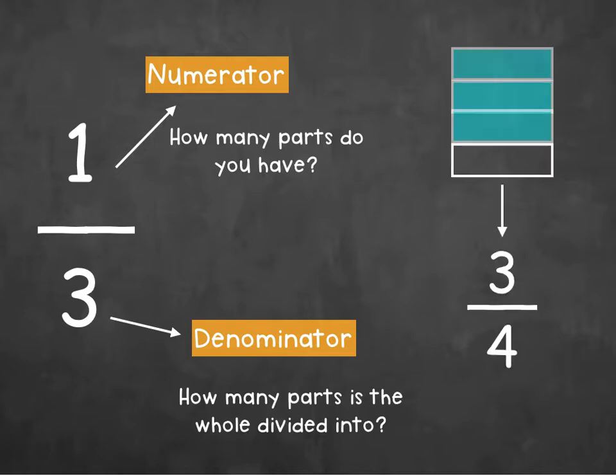In this example, there are 4 parts of this rectangle. 3 of the 4 parts have been shaded in. This would be written as a fraction of 3 over 4, or 3/4.